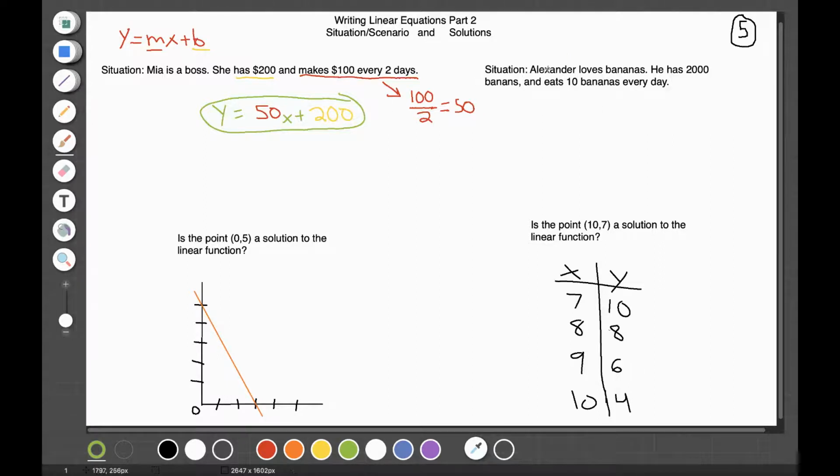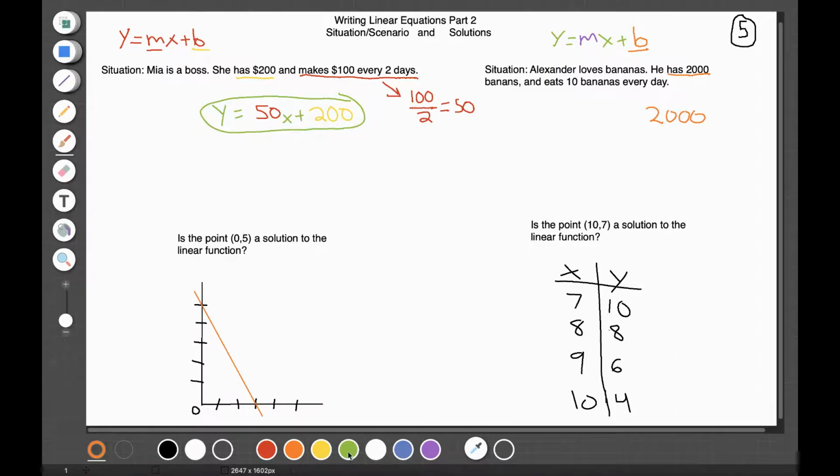Second situation, Alexander loves bananas. He has 2,000 bananas and eats 10 bananas every day. So again, we're going to think about y equals mx plus b. When I see a situation, I like to think about starting amount first. So that's my b. Well, how many does he have? He has 2,000 bananas. So I know that is going to start with 2,000 as my b.